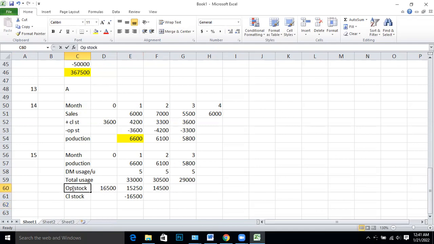Oh wait. This is closing stock, not opening stock. This is closing stock. This is opening stock. Now okay. First month closing stock is the opening stock for next month. Simple. Right. So the purchase is usage plus closing stock minus opening stock. Minus opening stock, already I put the minus sign there.